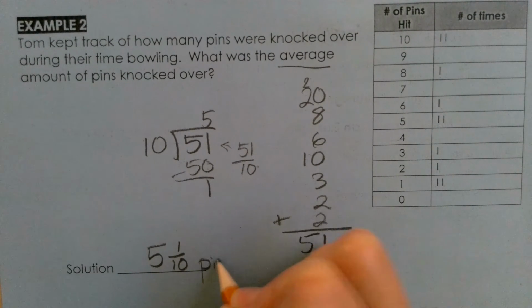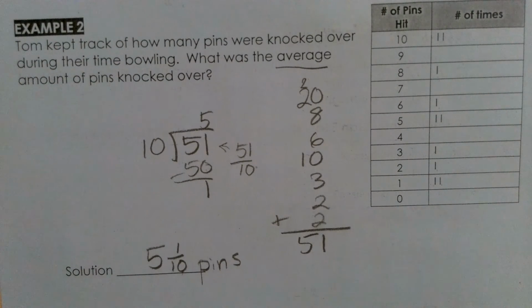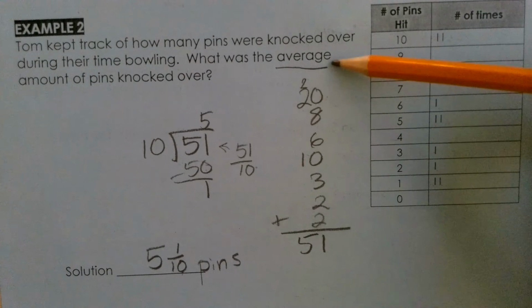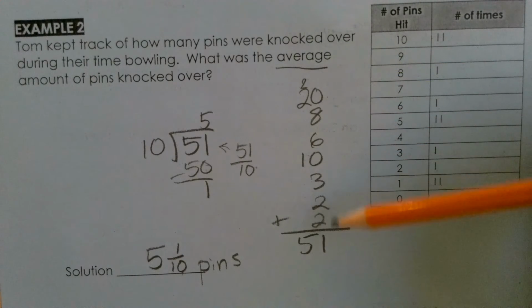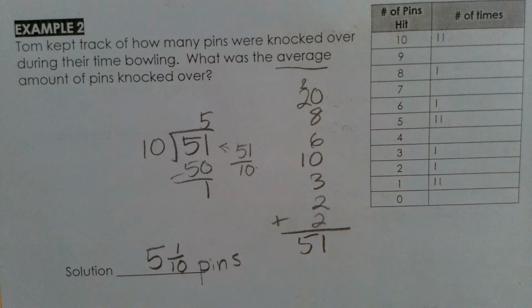Obviously you wouldn't have a fraction of a pin knocked over in a game of bowling, but it tells you you're a little bit over 5, but not quite 6. So you're more in that middle range of which one you're closer to. Now, sometimes an average might ask you how many whole pins or to round to the nearest whole. In this case, it doesn't. So we are going to put the exact answer.